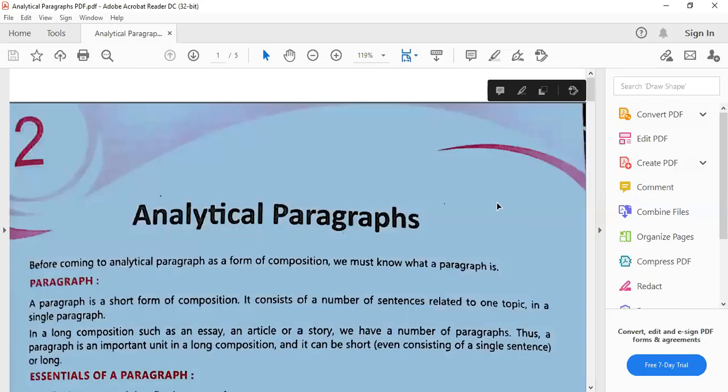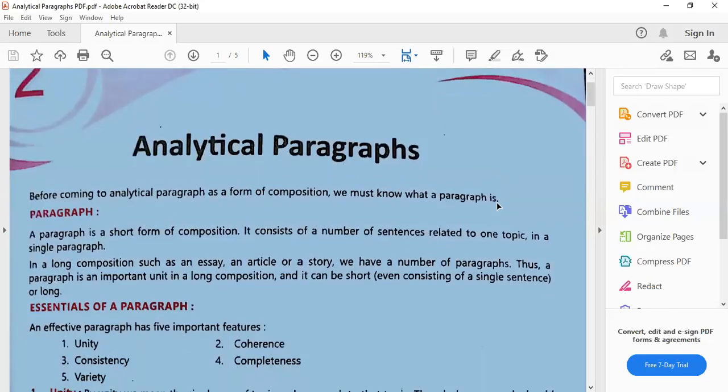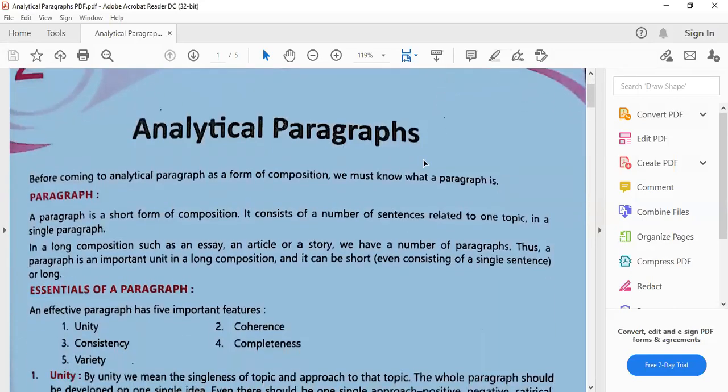Yes, good morning, students. Today we are going to have a topic for the writing skill, that is analytical paragraph. Anyone who can explain what is an analytical paragraph? You know about it? It's analytical paragraph. What do you mean by analytical?